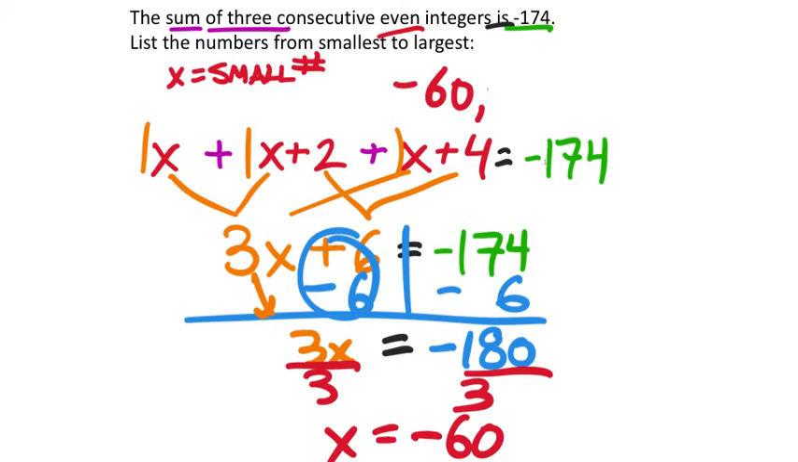And think about the way that we wrote that equation, right? The smallest number is negative 60. The next number would be plus 2 from that. So negative 60 plus 2, that'd be negative 58. And then next, you'd have to add 2 more to that, which would be negative 56. And so it's important to understand, if you want bigger numbers from negatives, the negatives get smaller.